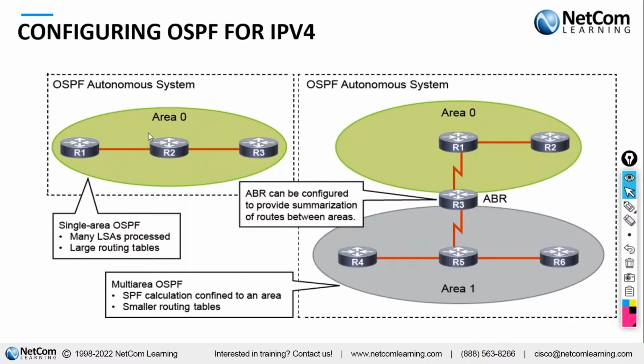And then we are having another autonomous system. Whenever we are working with another autonomous system, we can also communicate, and those are external routes entering into our autonomous system. So we have a single area OSPF. This is multi-area OSPF, okay?